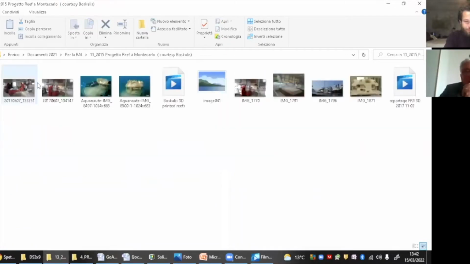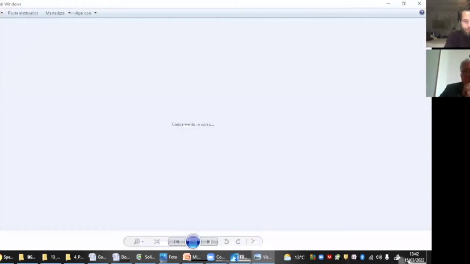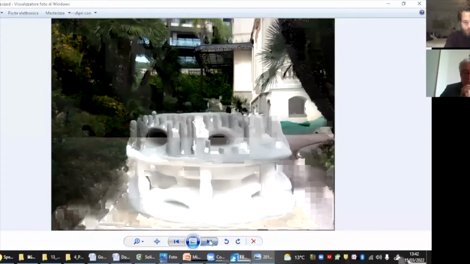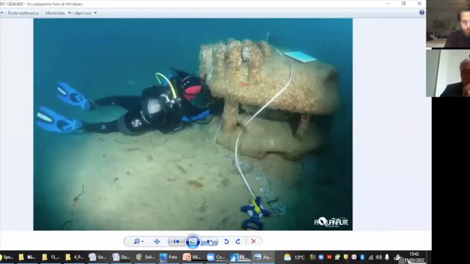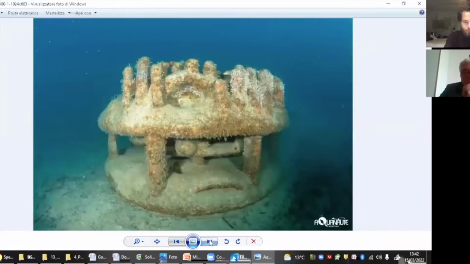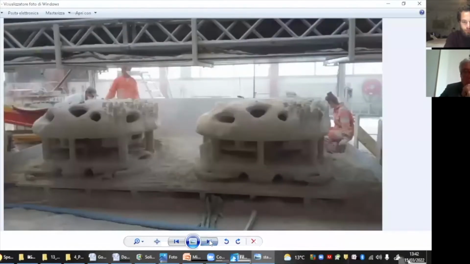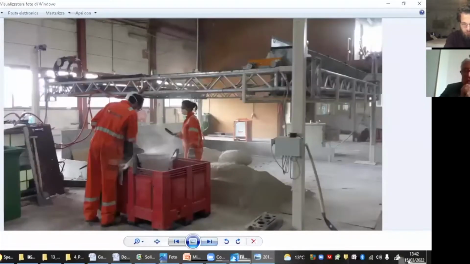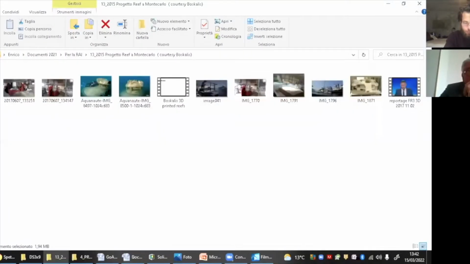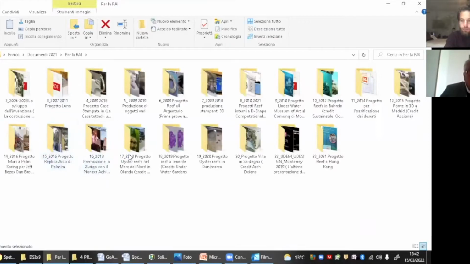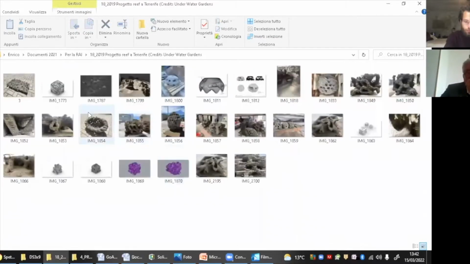It depends on the purposes. This is the home for fish in Monte Carlo, in Monaco. What else? I'm going randomly here and there. This is the project in Tenerife. This is another technology.